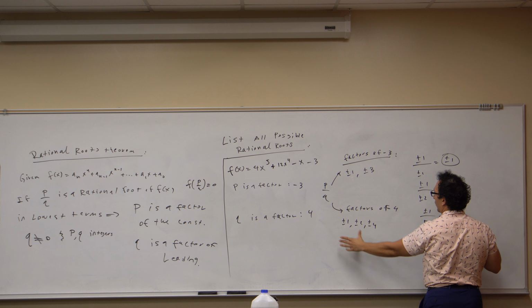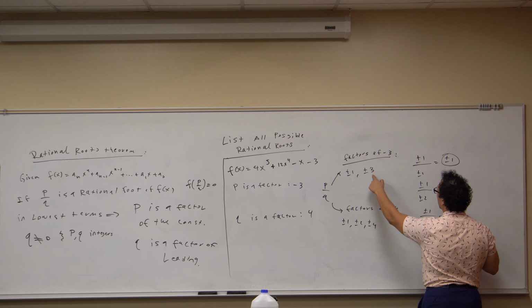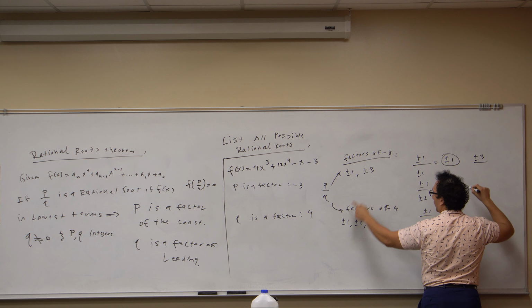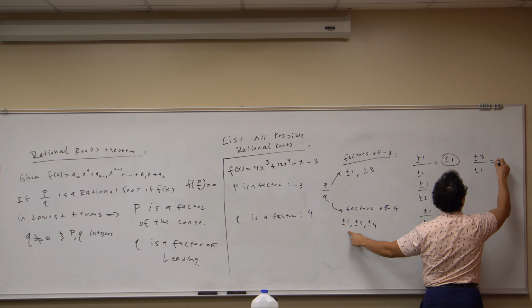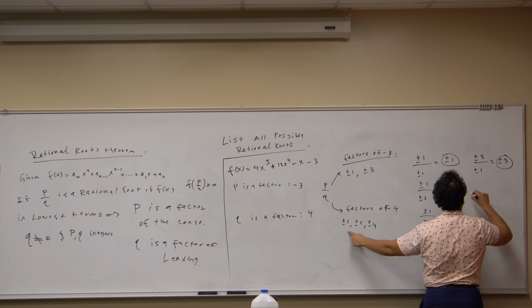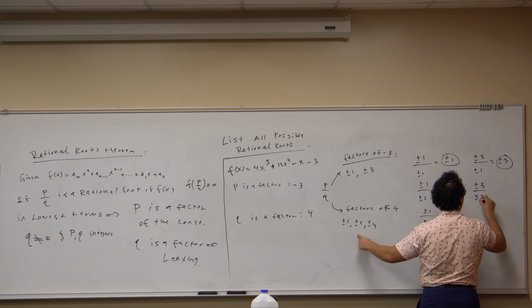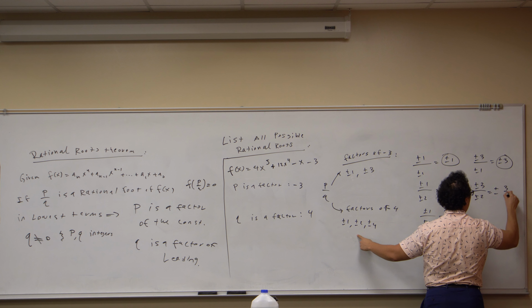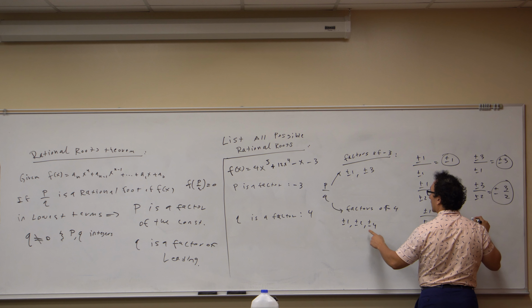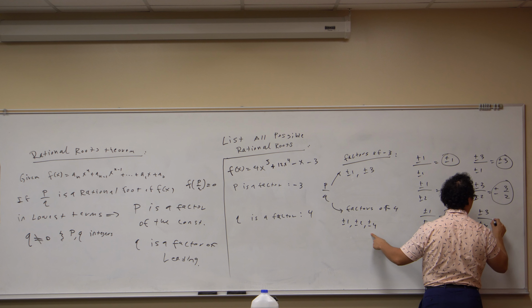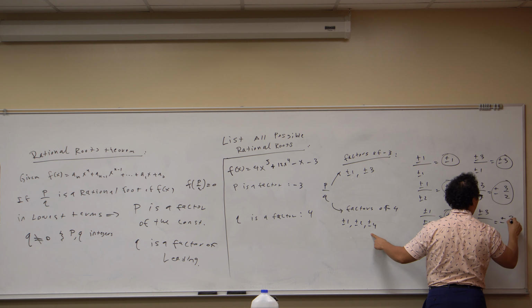Since I've exhausted 1 over all of these, now I begin with 3 over all of these. Then I get plus or minus 3 all over 1, plus or minus 3. This is another possibility. I have plus or minus 3 divided by plus or minus 2, which gives me plus or minus 3/2. This is another possibility. And last but not least, ultimately I have plus or minus 3 divided by plus or minus 4. That gives me plus or minus 3/4.